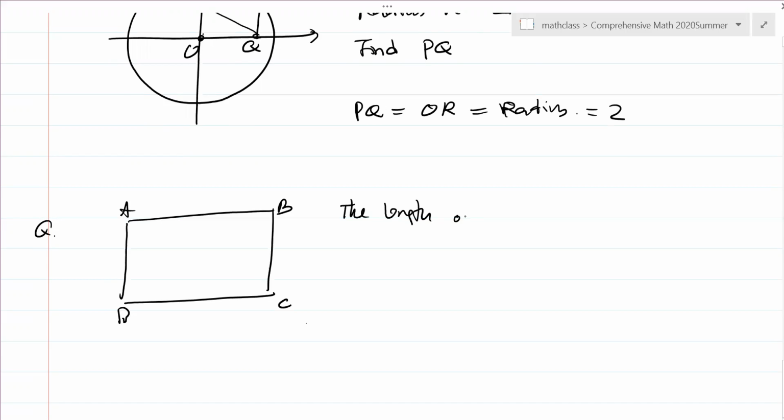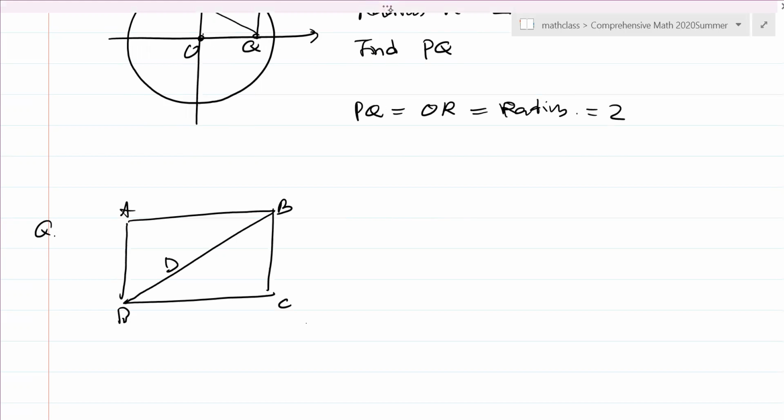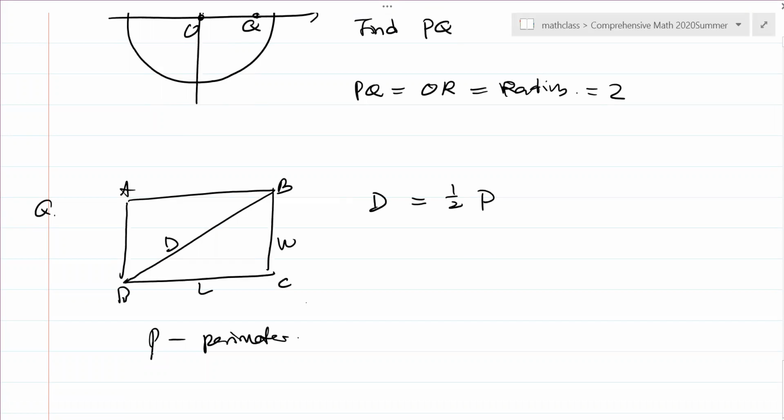Let me call the length of the diagonal D. I'm not going to write the whole sentence. The length of the diagonal is going to be half of the perimeter, P is the perimeter, and the length is L, less 4/5 of the short side. The short side is W, otherwise called the width. So this is an identity. We want to find the ratio of the length of the short side over the length of the longest side, so find L and W.